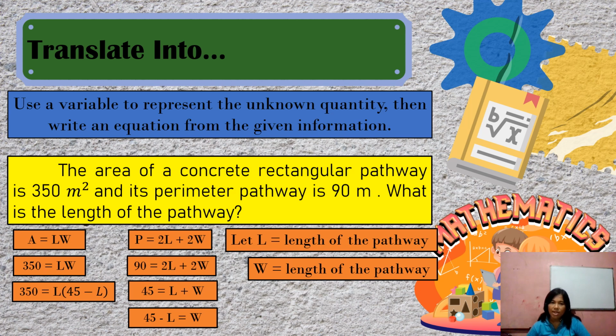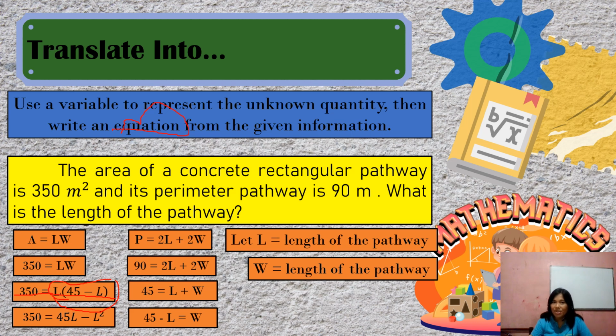Now, to create our equation, since the problem is asking for the equation, we will just evaluate or write this one here in standard form. Of course, we need to multiply this first, this L times 45 minus L, and what's the product of that? Yes, it's 45L minus L squared.